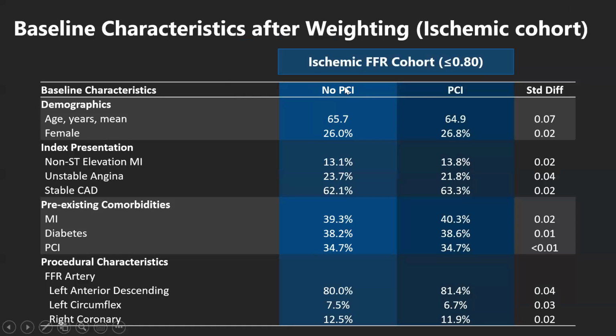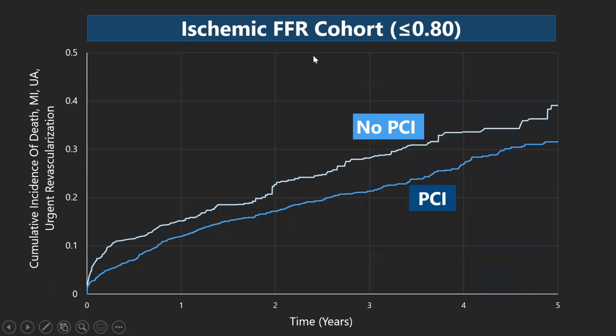When we look at the two cohorts, the mean age is around 65, about a quarter of them were female, and diabetes was about 40% in the study cohort. The majority of the time they have an LAD lesion. And interestingly, there was substantial benefit in clinical outcomes if you had a PCI.